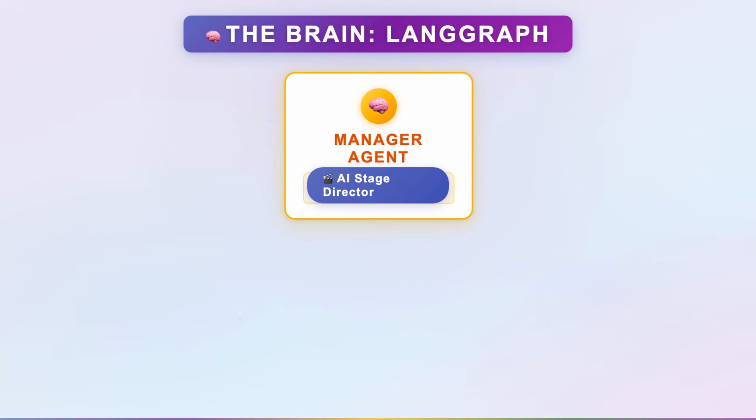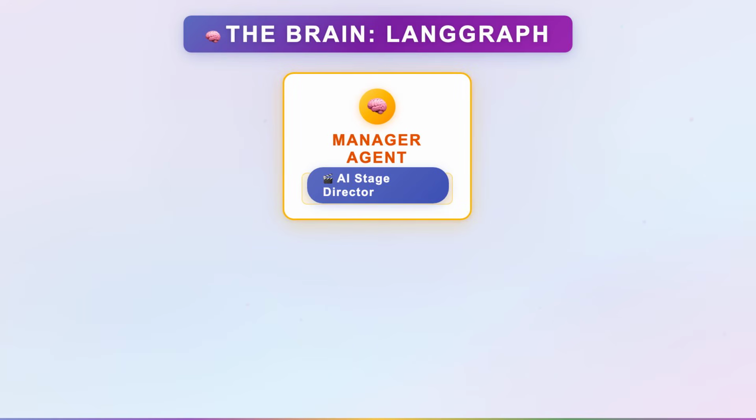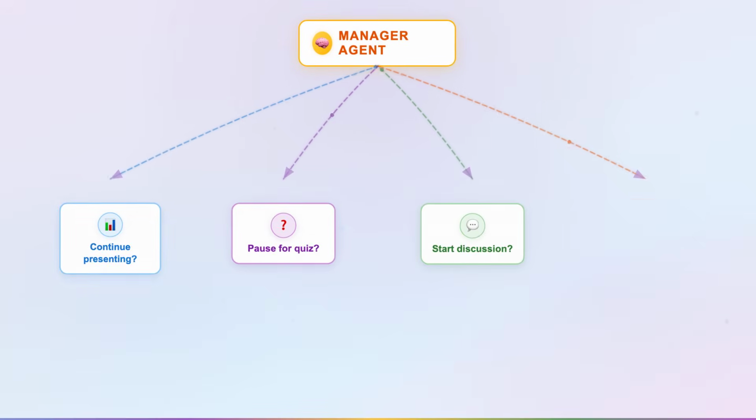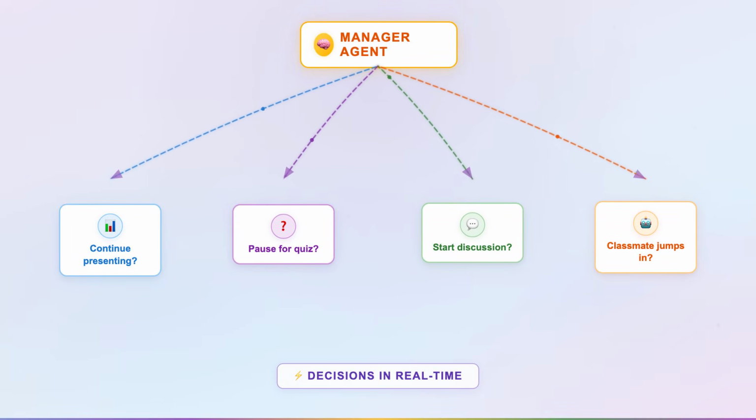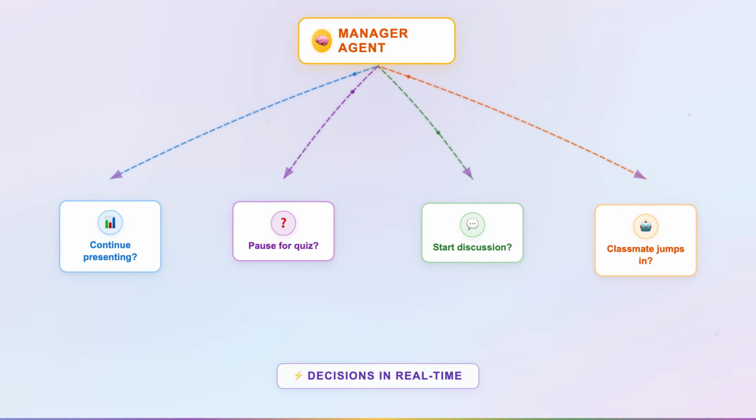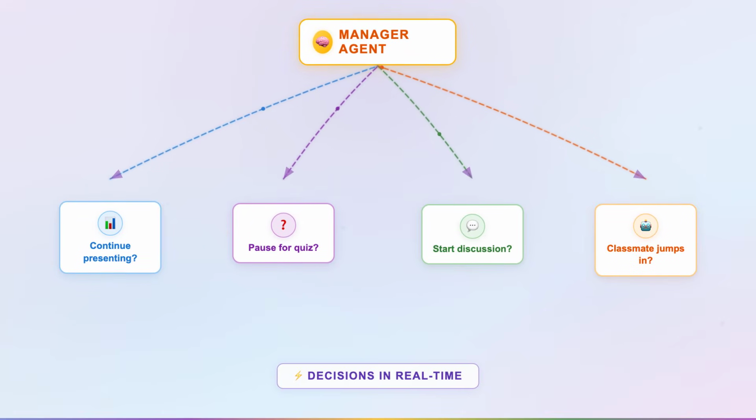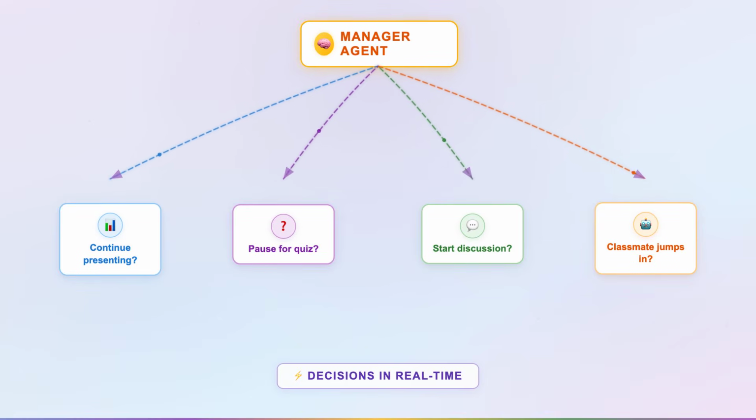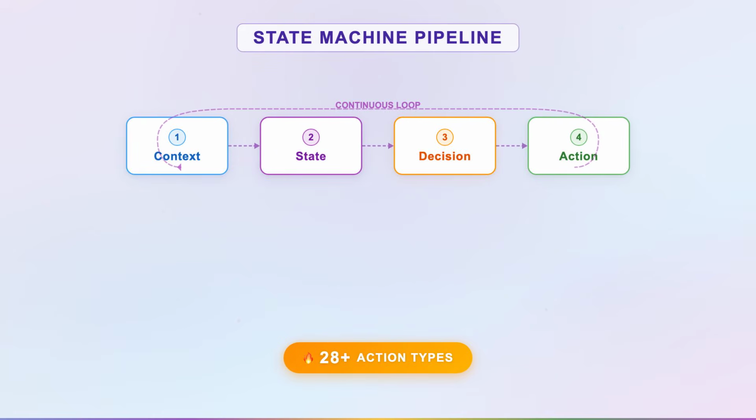There's a manager agent that acts as the session controller. It's a meta agent that decides at every moment what should happen next in the classroom. Should the teacher continue presenting? Should we pause for a quiz? Is it time for a discussion? Should a classmate jump in with a question? This decision is based on the historical interaction context, the current lesson state, and the pedagogical goals. The state machine manages turn taking between agents, transitions between scene types, and the flow of the entire classroom.